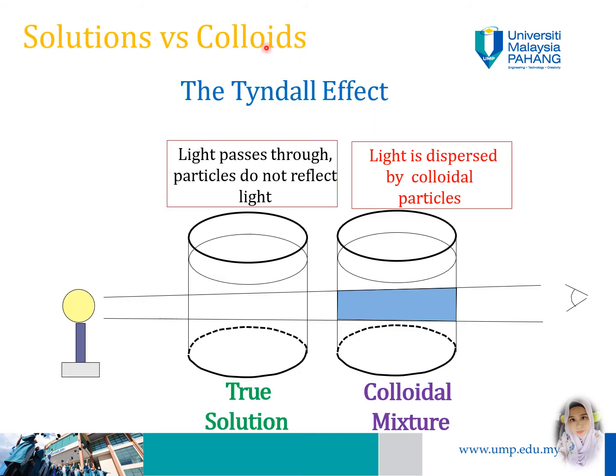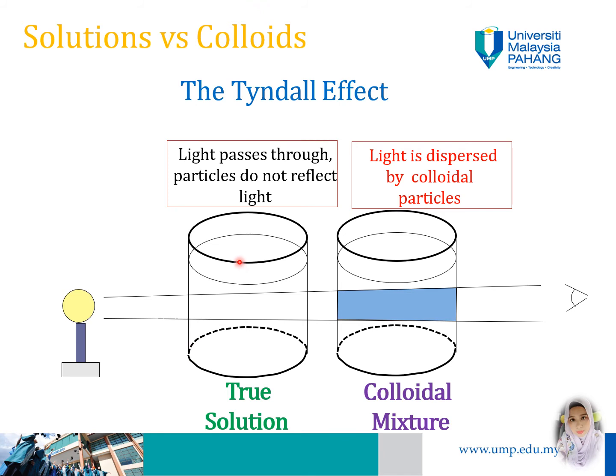Solutions versus colloids. We have learned about the different types of mixture, which are solutions, colloids, and suspensions. They are different from each other based on the degree of solubility of the solids in the solvent. Solutions are the type of mixture in which the solid particles completely dissolve into the solvent, whilst in the case of suspensions, particles do not dissolve at all. Whilst a colloid mixture is the intermediate between solutions and suspensions.